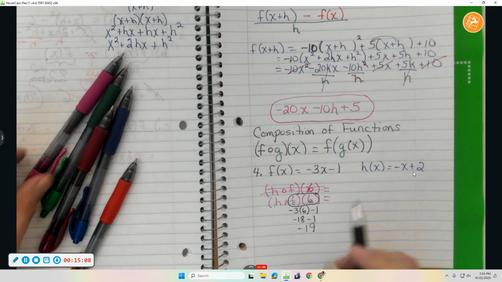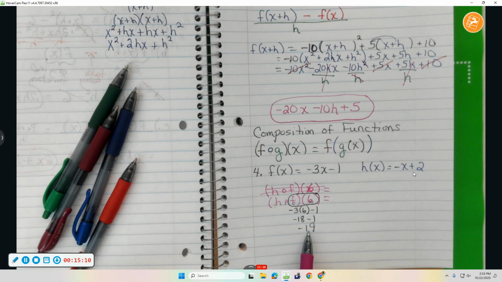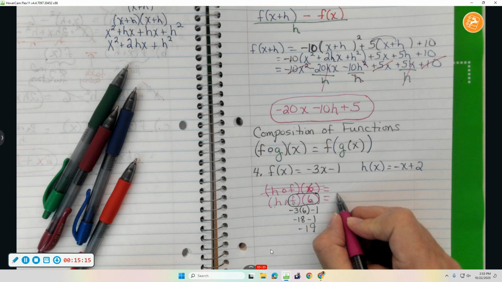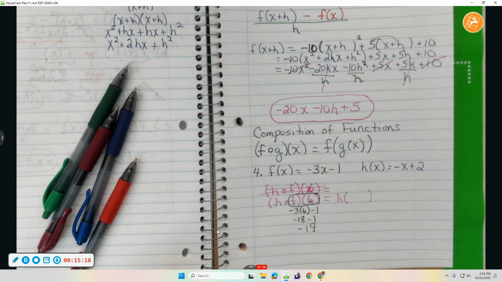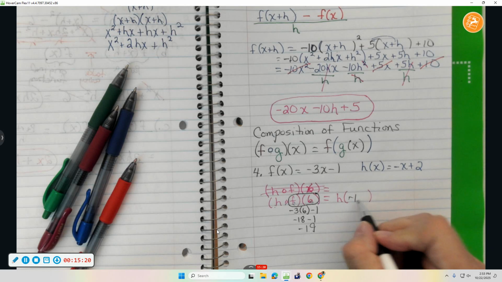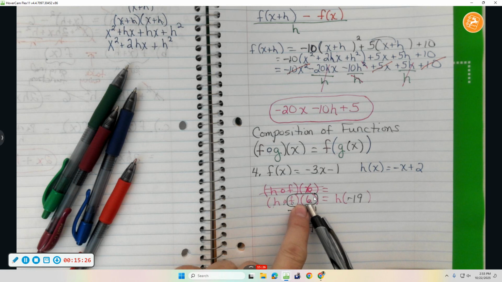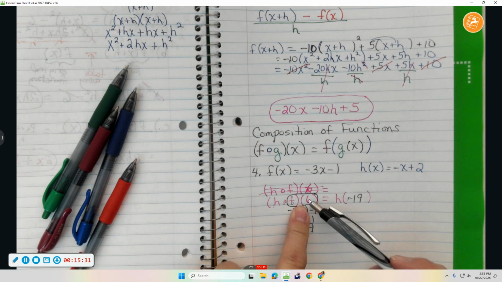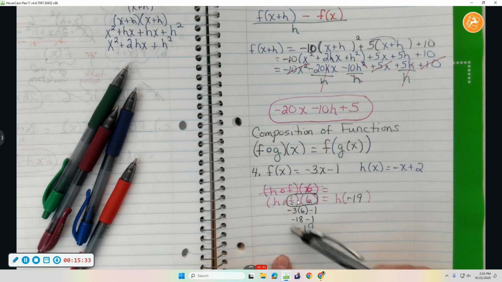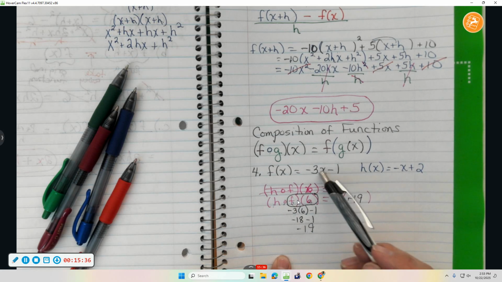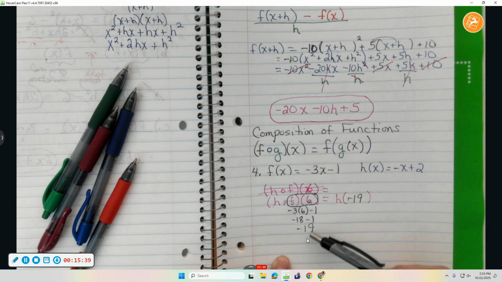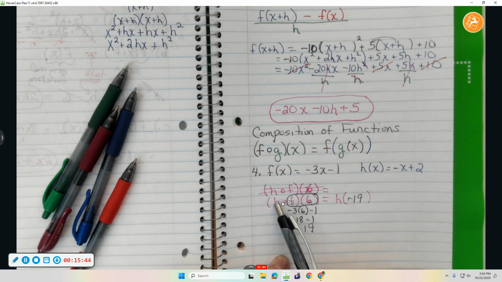Negative 19. Take that answer, plug it into H. So you still have that H on the outside there, H of negative 19. So in words, what am I doing? I start with the number 6, and I start working to the left. Take the 6, plug it into F. That's what I did right here. I plugged 6 into F and got a negative 19. Now take that negative 19, plug it into H.